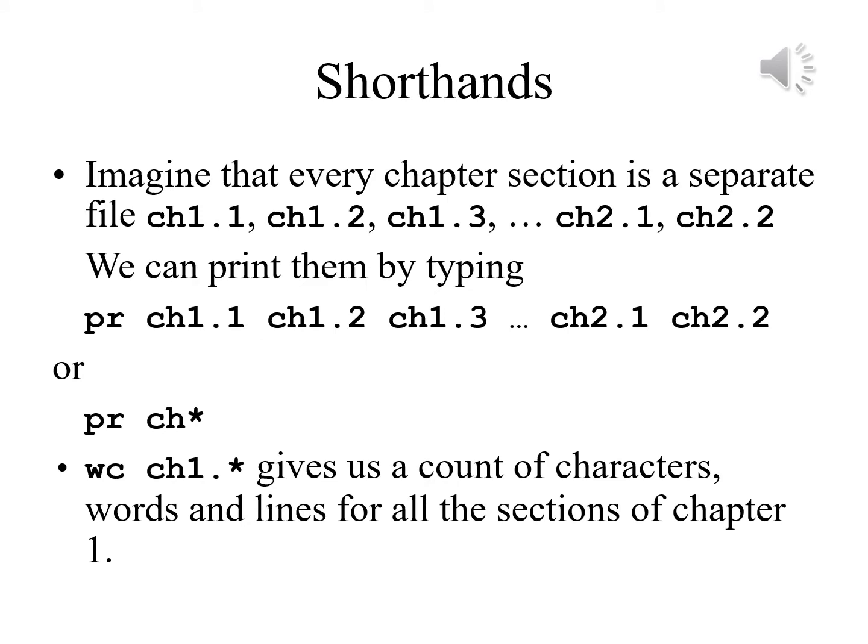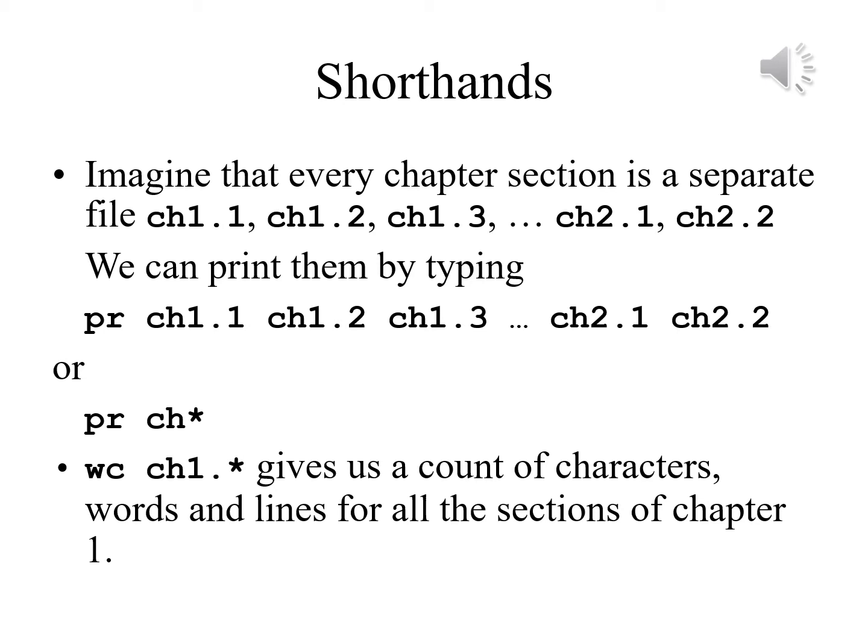In these examples, we are saving the different sections or chapters of a book in separate files. If I want to print them all, I can type the PR command and then list every file. Or I can type PR space CH asterisk. The asterisk can stand for any string of characters. In this example, it will check for any files in the working directory that begin with CH, and it will then display them in printable format.